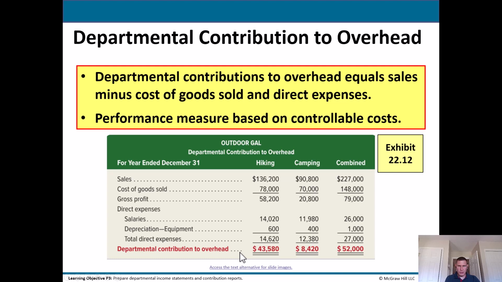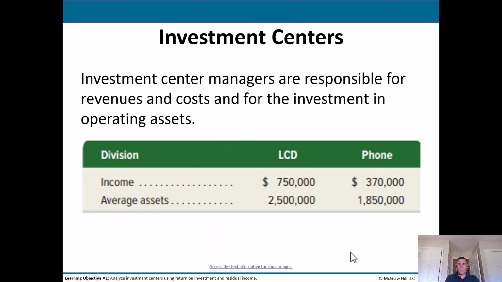Our departmental contribution to overhead is as follows. So hiking has 43,580 to contribute to overhead, and camping has 8,420 also to contribute to overhead, for a combined amount of 52,000. All right, so what about investment centers? Investment center managers are responsible for revenues and costs, like we said before, but also for the investment in operating assets. So like here we have two divisions, the LCD division and the phone division. We have our income, and then we have our average assets.